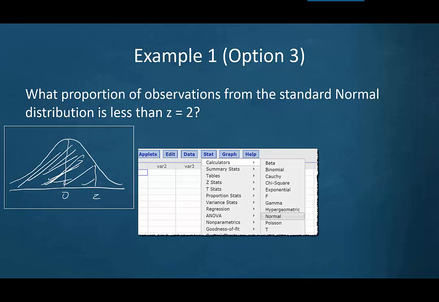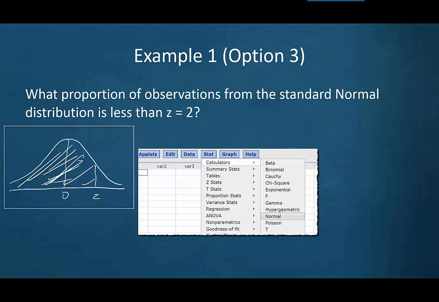Okay, same example. The third option is to use StatCrunch or some other sort of applet. I'm going to show you how to do this on StatCrunch. Note that the AP exam does not allow the use of computers, so you're not going to be able to use this on the AP exam itself, but it does really help your learning, I believe.